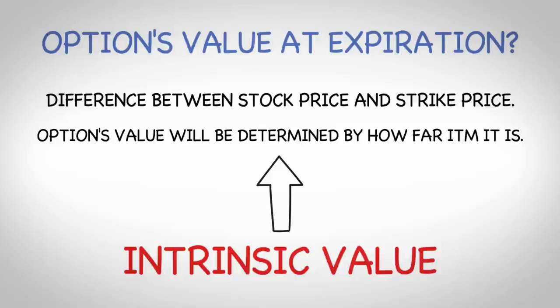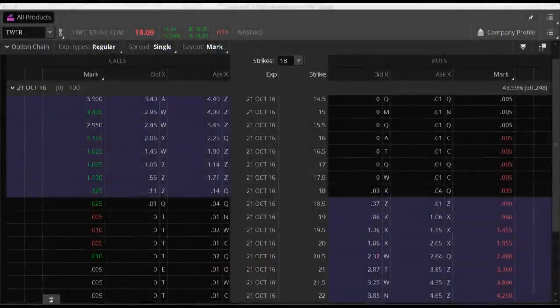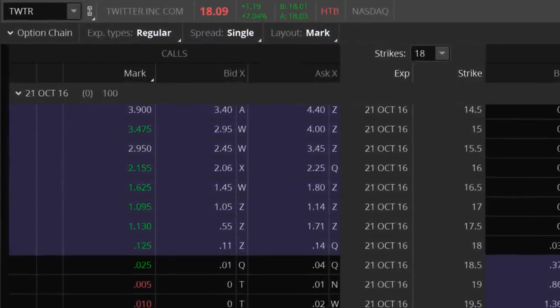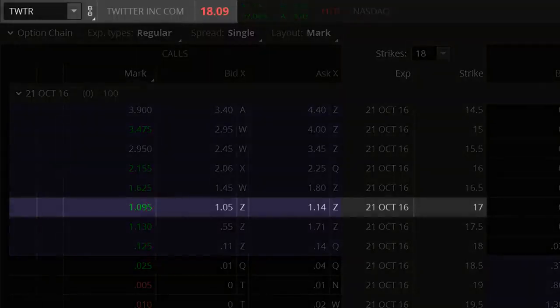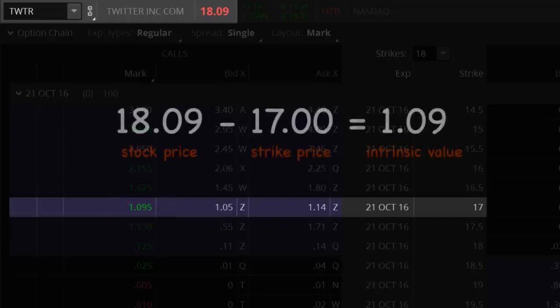To demonstrate this, let's look at the options that are about to expire in Twitter. So these options basically have no time left on them. The stock is currently trading at 18.09, and if we look at the 17 strike call, we can see that it's worth $1.05 by $1.14, so around 1.09. The reason is because the 17 strike call would allow you to purchase the stock at a discount of $1.09.